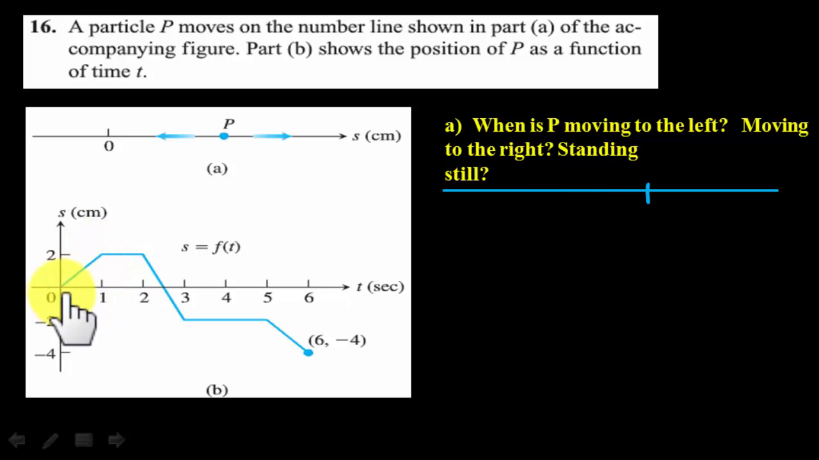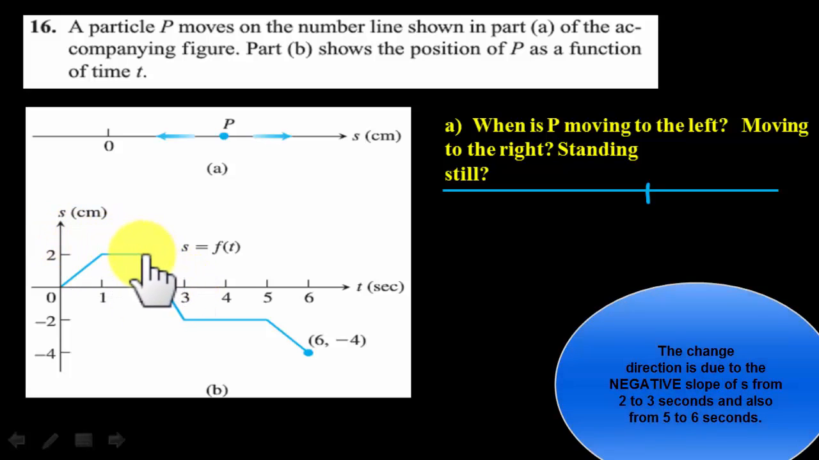So from the first second, from 0 to 1, it has traveled 2 centimeters. And then from 1 to 2, it was a standstill. Same thing from 3 to 5. But what happens between 2 and 3? That's when it changed direction. It went from a position of 2 centimeters to -2 centimeters in 1 second. It just tells you that it went in the opposite direction from 2 to 3, and also from 5 to 6 it has traveled from -2 centimeters to -4.